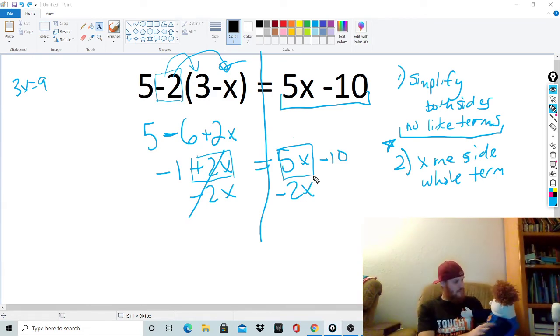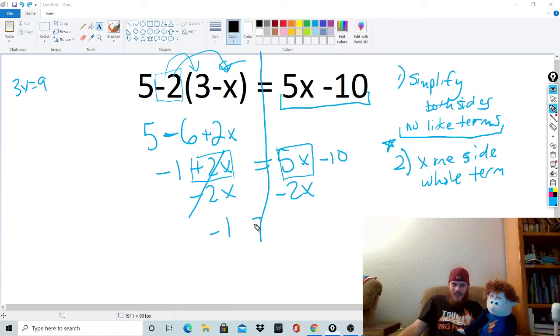Okay, cool. So I'm going to keep going. This is negative 1 left on this side, correct? Yeah. And what's 5x take away 2x? 3x. Good. Minus 10. Now what?